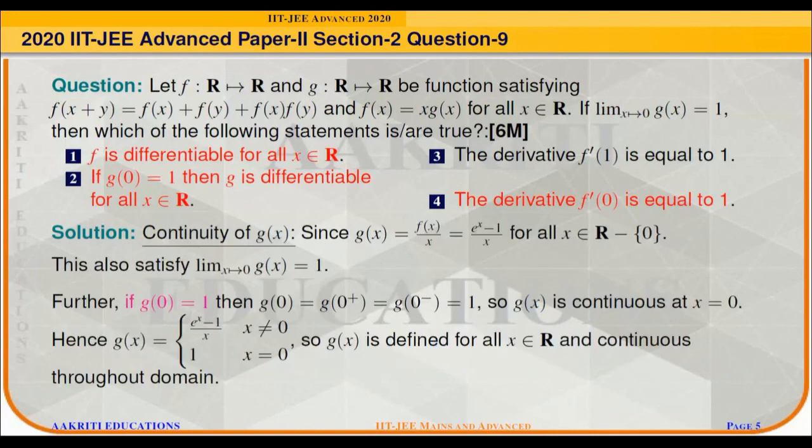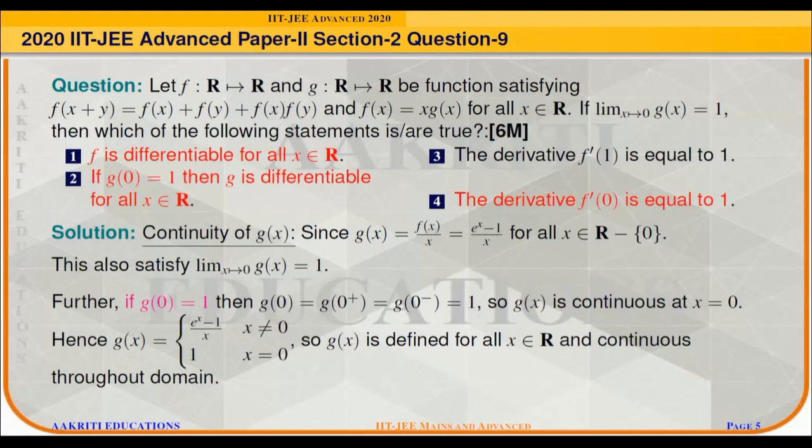Now we check the continuity of function g of x. G of x can be written as f of x divided by x, which is nothing but e raised to the power x minus 1 divided by x, which is defined for all the non-zero real values. It can also be verified that the limit of this function as x goes to 0 is equal to 1. Further, if we are given the additional information that g of 0 is equal to 1, then g of 0 plus is equal to g of 0 minus, which will be equal to 1, and hence g of x is continuous at x is equal to 0.